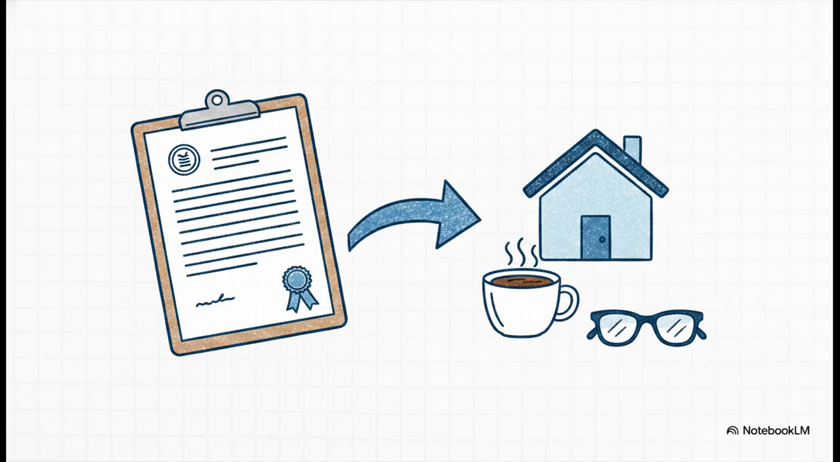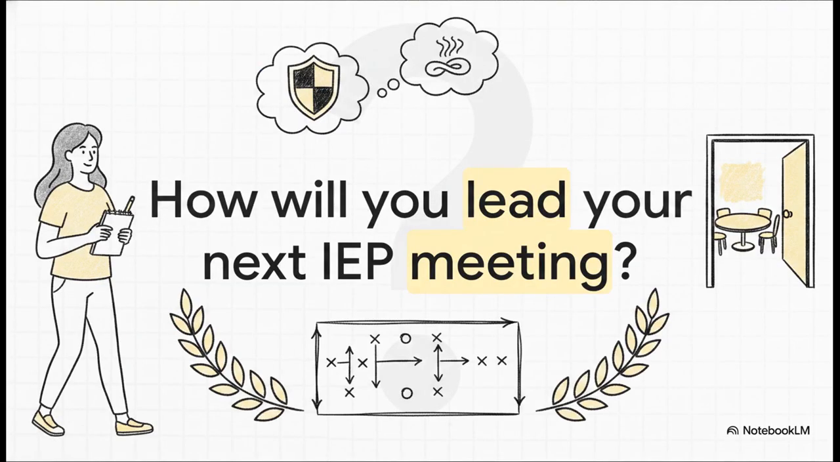If you want services to start, but you have a problem with a specific part, you can literally write, I consent to this IEP, but I object to this specific section, right there on the signature page. You always have options. So to wrap up this explainer, I want to leave you with a question.